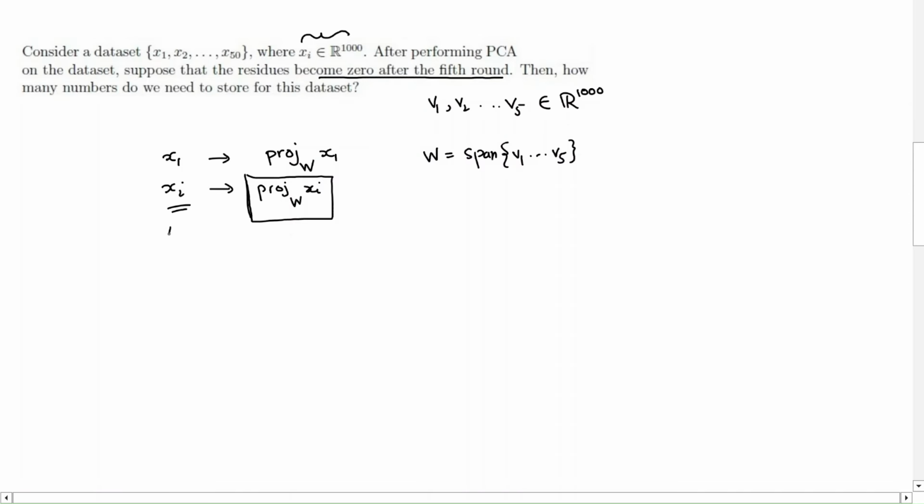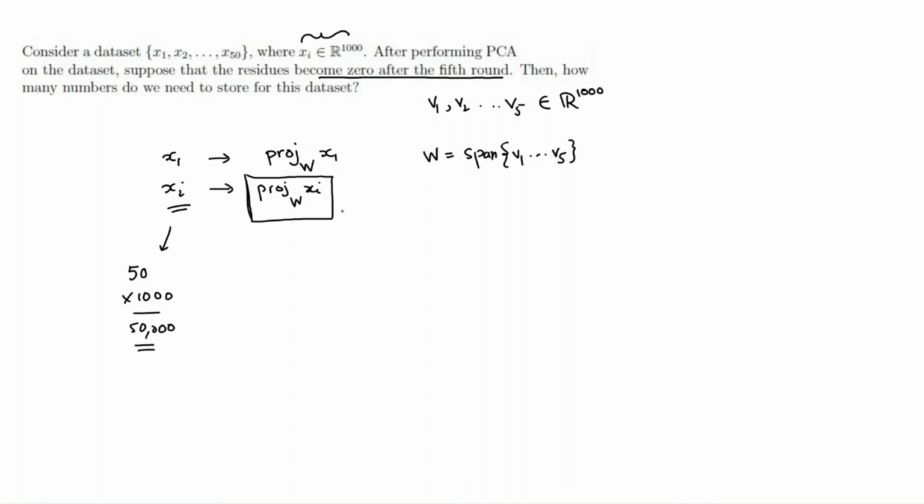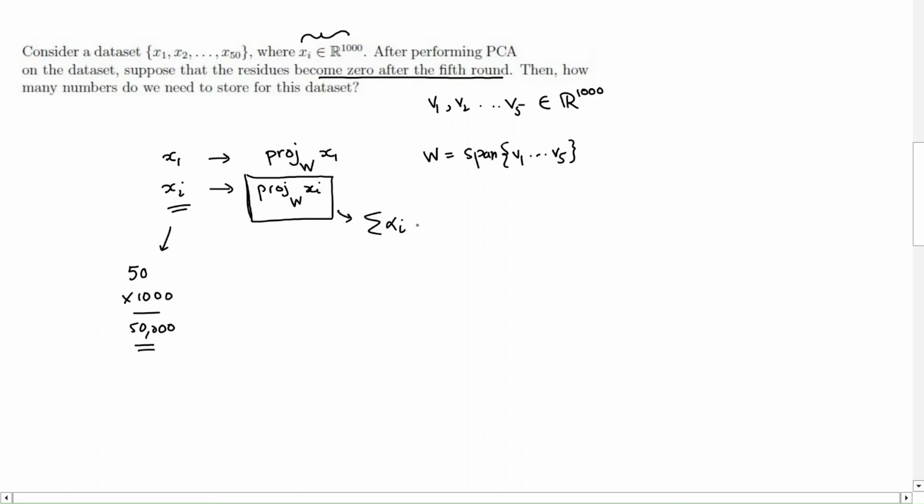So if you store the original data set, it will take you 50 times 1000, that is 50,000 total numbers that are required to be stored. But if you are projecting, what does it mean? It means each projection can be written as summation of alpha i vi, right? Now there are 5 alpha i's for each data point xi, and alpha i's are all scalars, right?